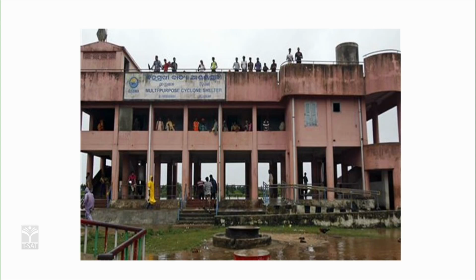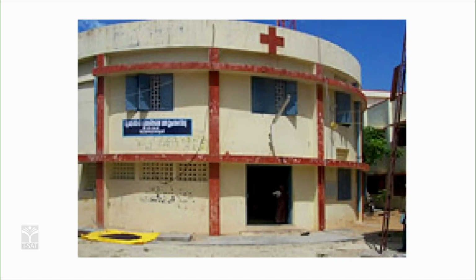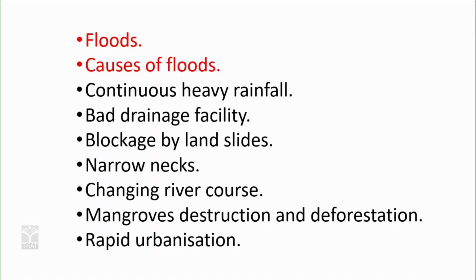Cyclone shelters, sometimes public schools or other constructions, can be used to save the public. This is a cyclone shelter. A primary health center is being used here as a cyclone shelter in two ways whenever essential. Next, floods, the disaster management essentials regarding floods.